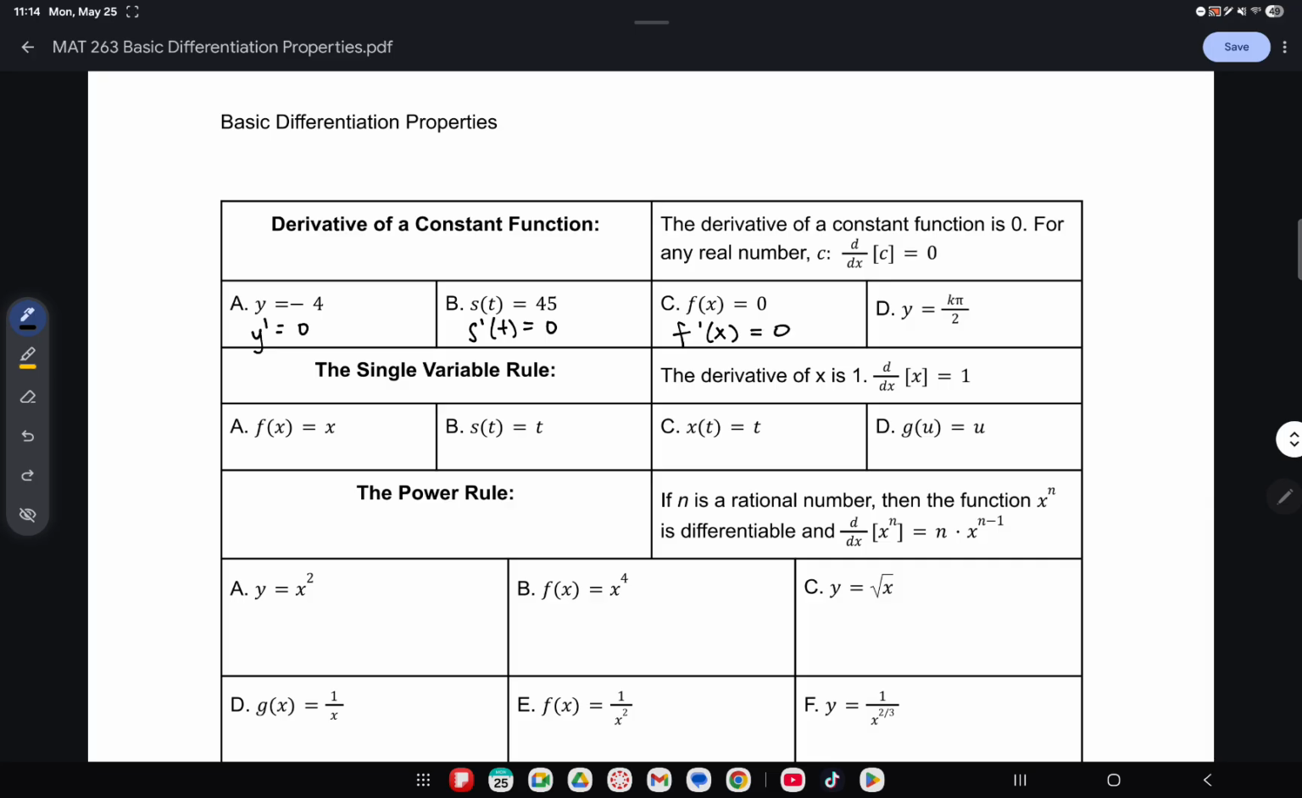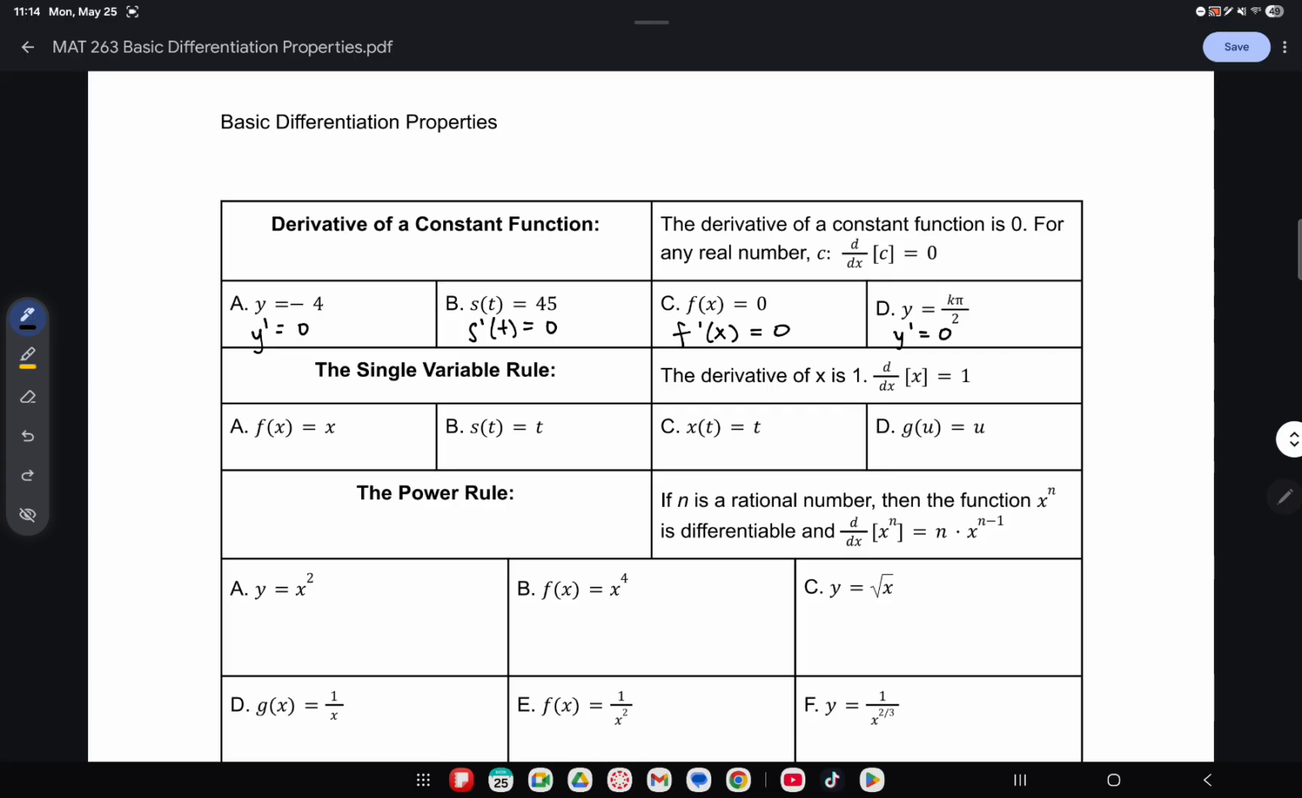Then we have y equals k pi over 2, where k is just some constant. So if I'm doing the derivative, some constant times pi is just a number, and dividing it by 2 is still just a number, so the derivative is 0.